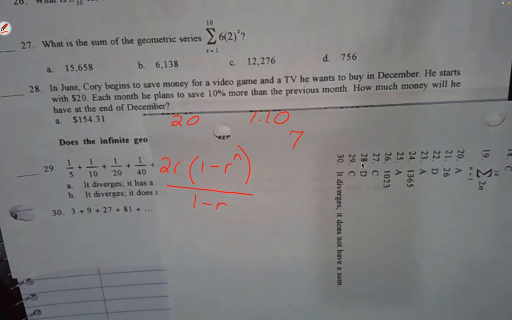My rate is actually 1.10. The reason you have to put the 1 is because if you don't, it's going to make it decrease. You have to take it above 1 for it to be an increase. And then n is 7.